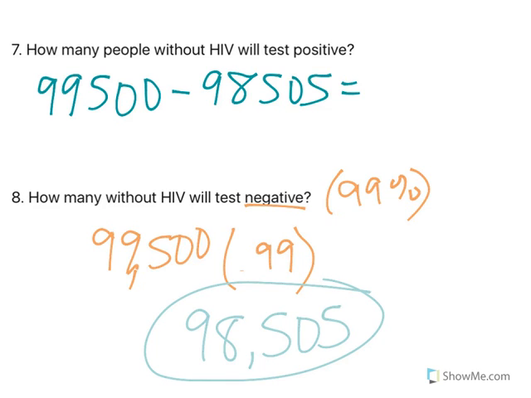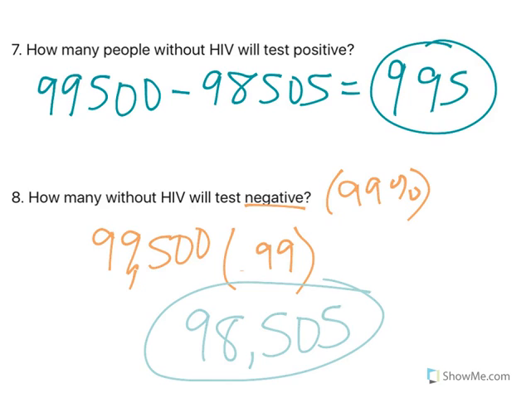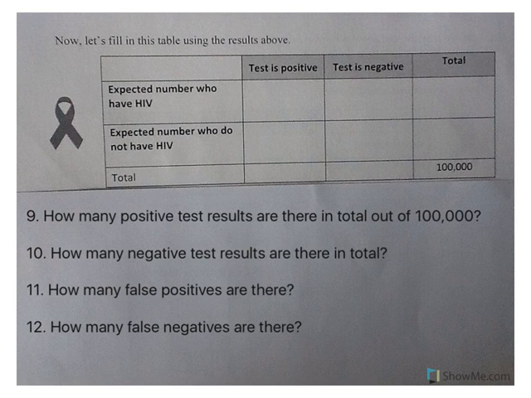98,505 of them tested negative, which means 995 people will be told you have HIV when in fact they don't. Okay? And you might be saying, this is a lot of information to keep up with. You're right. Let's put this in the table. So forget this bottom part for right now. We'll come back to that.